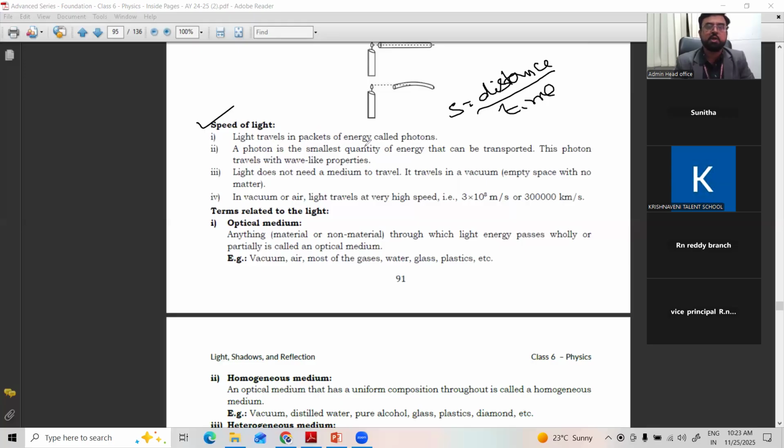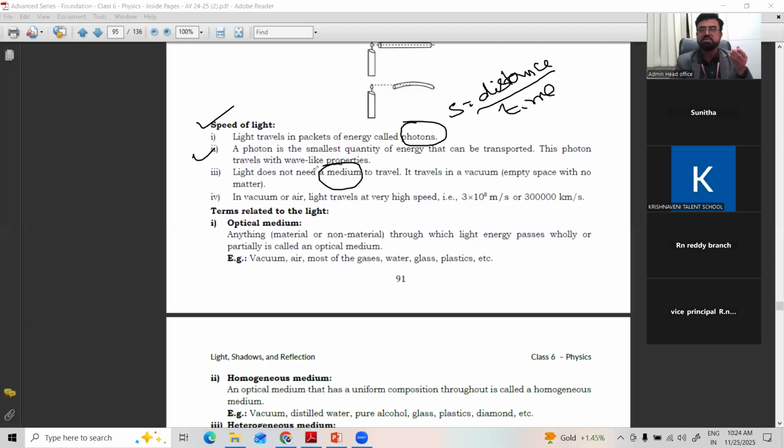Light travels in packets of energy called photons. So when you see light, it is made up of very minute, tiny particles called photons. A photon is the smallest quantity of energy that can be transported. This photon travels with a wave-like property. Light does not need a medium to travel. Remember, light can travel through vacuum also, not like sound. Very, very important.